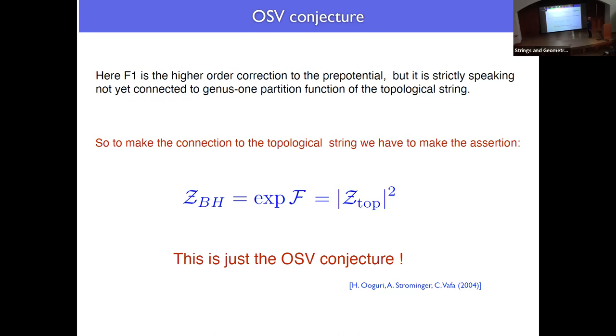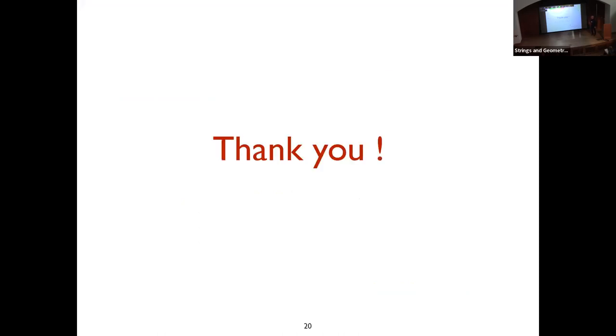So in fact, in order to make the connection to the topological string, we simply have to make the assertion that the black hole partition function, which we have derived, has to be identified with the topological partition function, with the partition function of the topological string. So in order to make the agreement perfect, we have to say that dBH is given by the square of the topological string partition function. And I think this is nothing else than the OSV conjecture. So the correspondence between the way we derive the number of species in terms of F1 holds precisely if the OSV conjecture is correct. So you can view it in both ways. You can see that in this way, we also give further evidence to the OSV conjecture, or you say the OSV conjecture is correct, and then we are also deriving the result. So I'm at my end. Thank you very much.